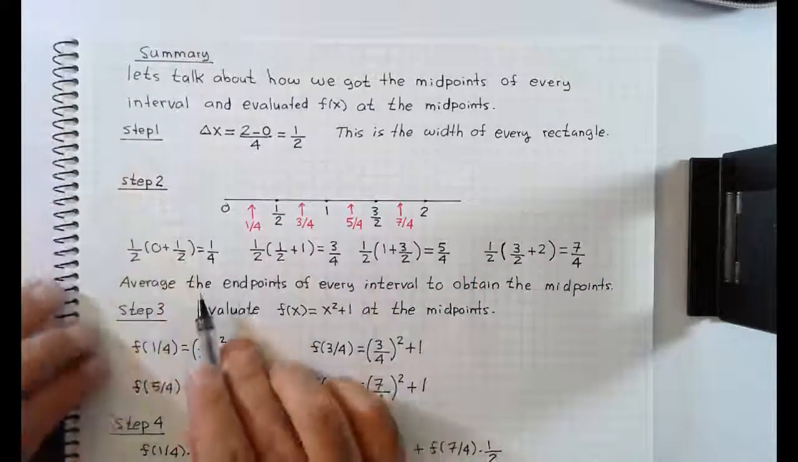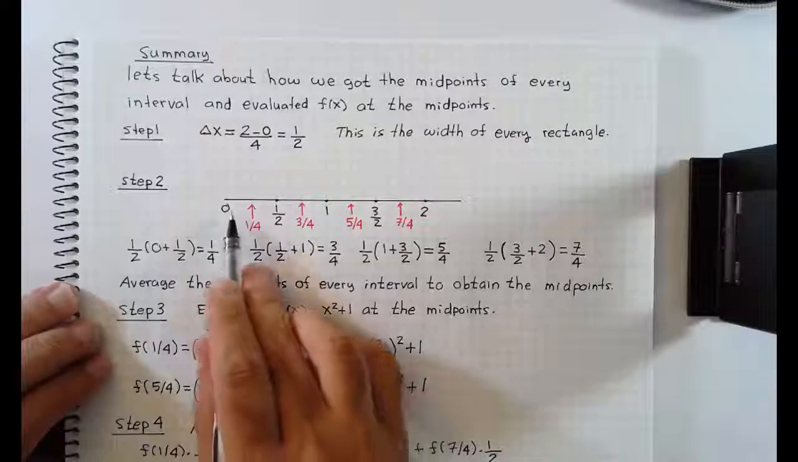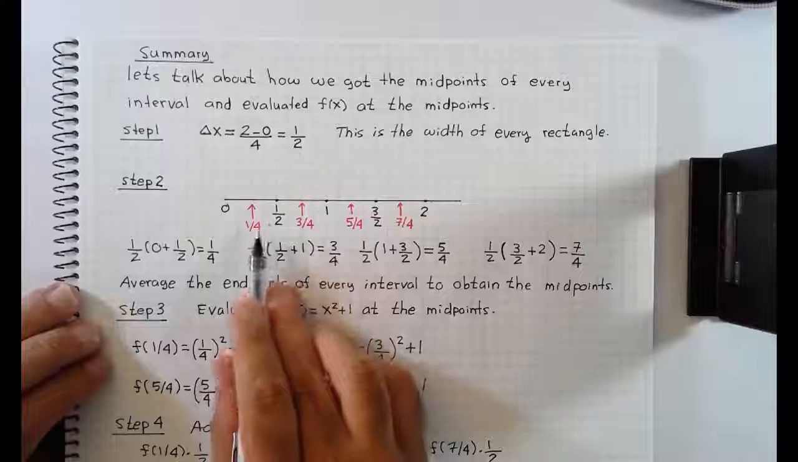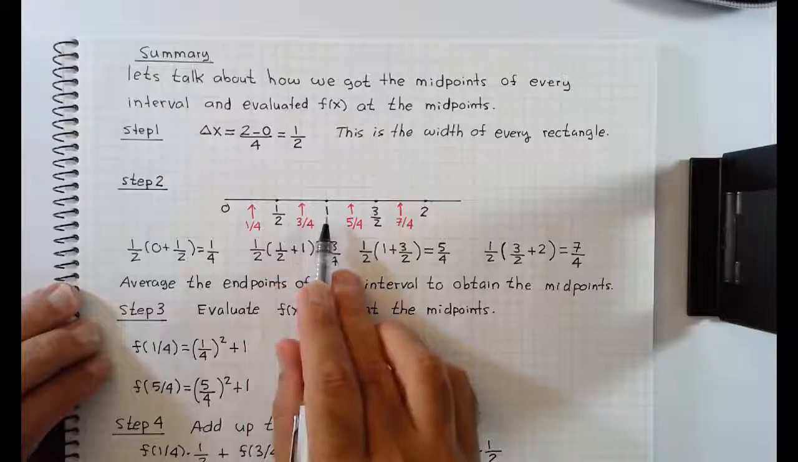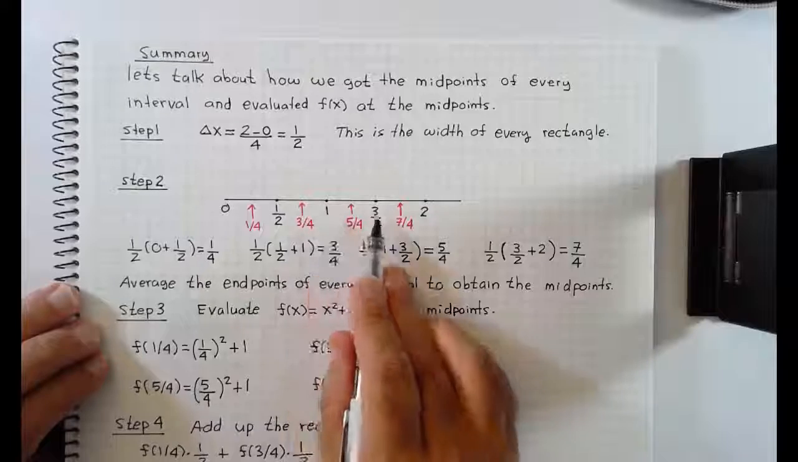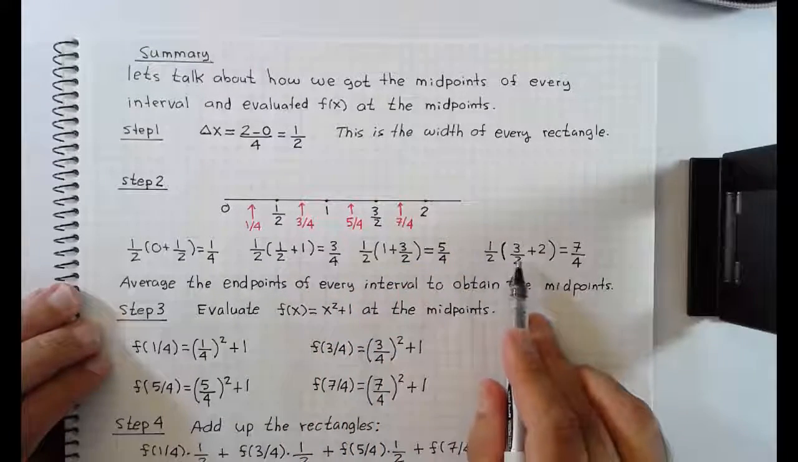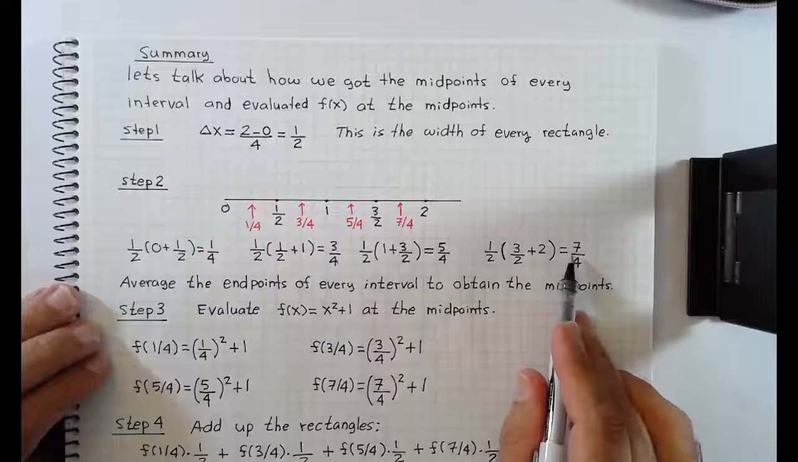Step 2 is average the endpoints of every interval to obtain the midpoints. So between 0 and 1/2, average that, we get 1/4. Average 1/2 and 1, that's 1/2 of 1/2 plus 1, that's 3/4. Average 1 and 3/2, you get 5/4. Average 3/2 and 2, that's 1/2 of 3/2 plus 2, that's 7/4.